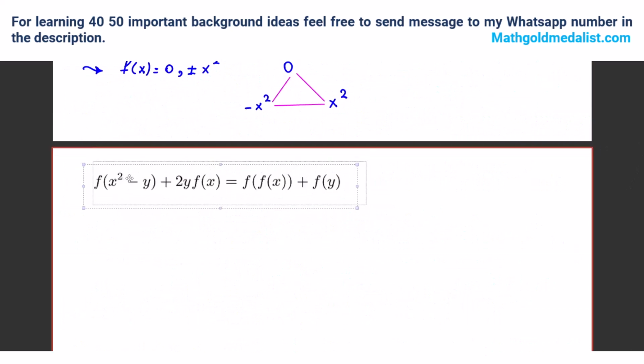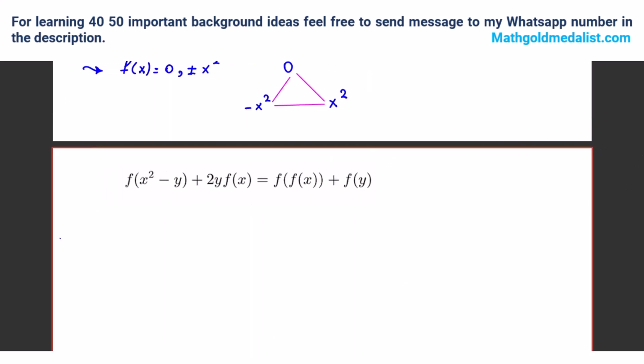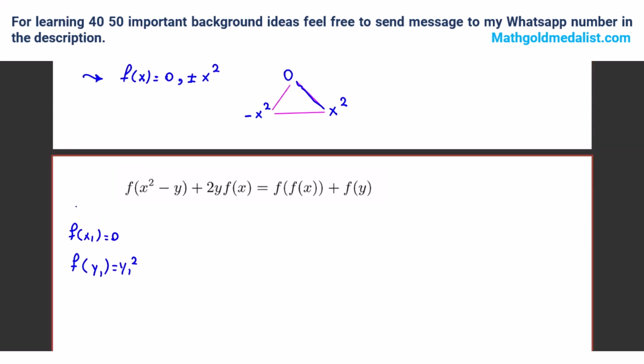And here, suppose that f of, for example, x1 is 0, and f of y1 is y1 squared. We want to check this case, okay? And we can consider that x1 and y1 are not 0. Why? Because if they are 0, then for f of 0, all of them satisfy. So 0 is not important, because 0 squared plus minus 0 squared would be 0.